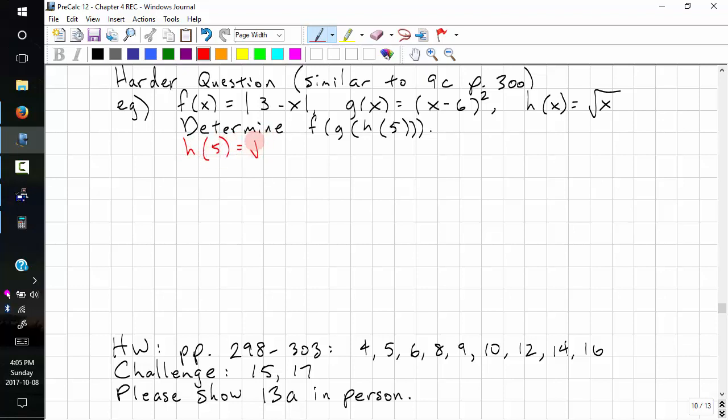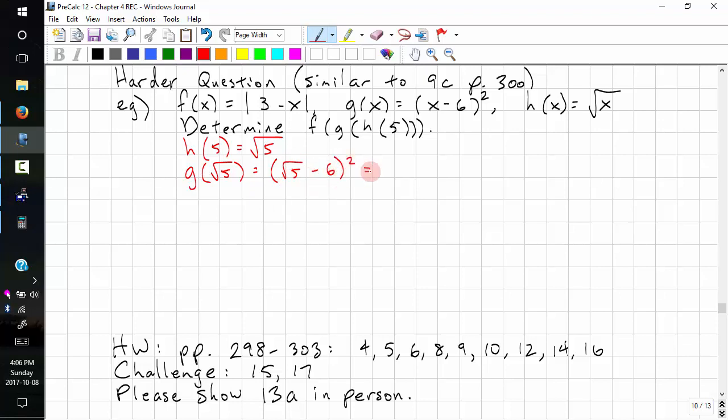equals square root 5. We substitute the 5 in. Because it's positive, we don't need brackets, although it's not wrong to put brackets there. Please do not put equal signs all over the place. They have to actually be equals to have an equal sign. Now we're doing g. This becomes the parameter for g, so we put in square root 5. So we have bracket square root 5. Now the square root is brackets by itself, so you don't need to add extra brackets, minus 6, all squared.